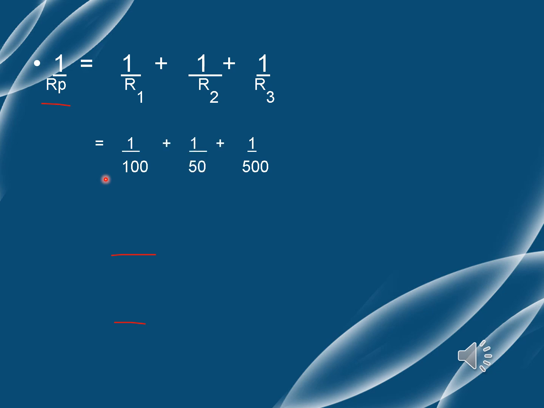So the formula is 1 upon RP is equal to 1 upon R1 plus 1 upon R2 plus 1 upon R3. And we have the values of R1, R2 and R3, that is 1 by 100 plus 1 by 50 plus 1 by 500. By solving it, we get 16 by 500. That is, RP is 500 by 16 ohms, that is equal to 31.25 ohm.